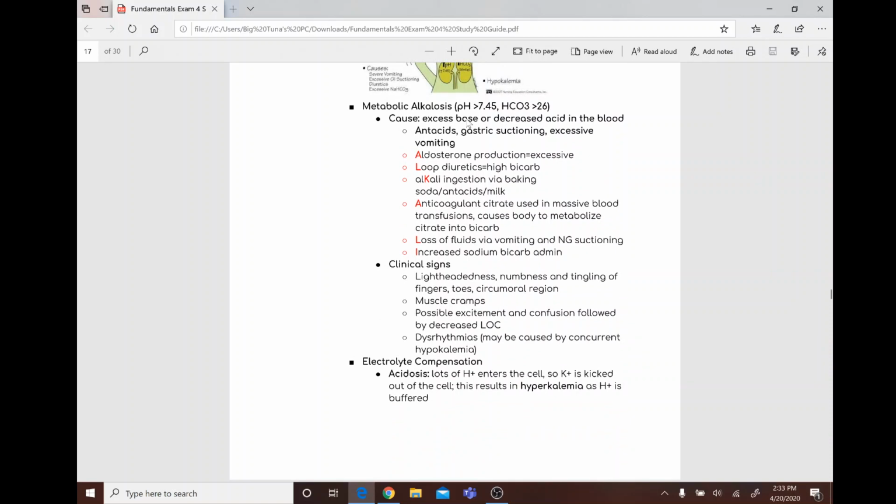What are the clinical signs of metabolic alkalosis? Lightheadedness, numbing and tingling in fingers and toes, muscle cramps, possible excitement and confusion followed by decreased LOC, and dysrhythmias.